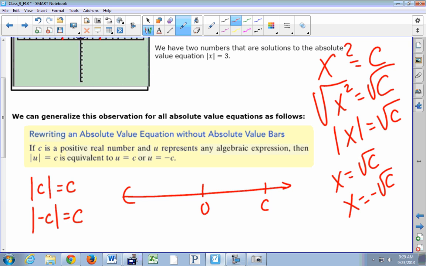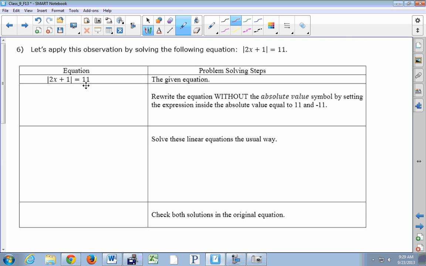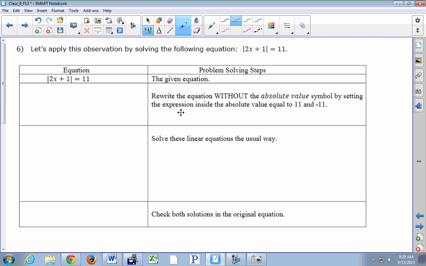So here's c, here's the opposite of c. They have the same distance from 0. That's the absolute value. Okay? So let's see how we would solve an equation that has absolute values around it. Okay, so here's our given equation.